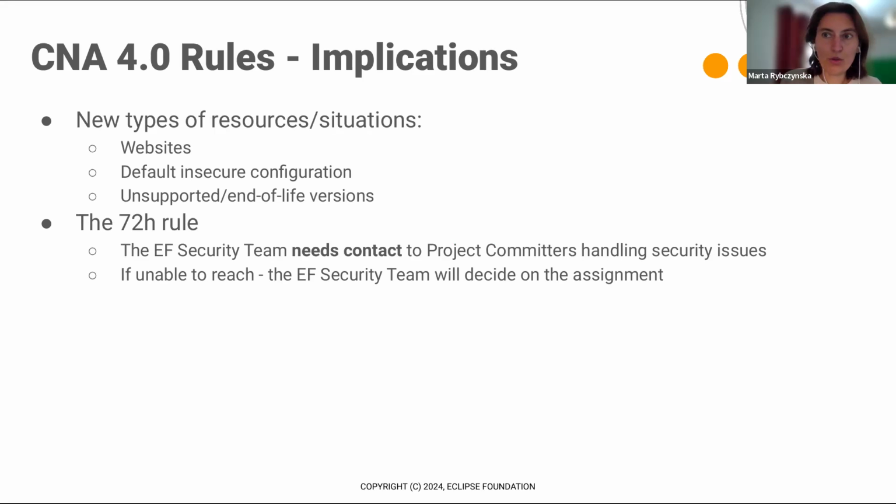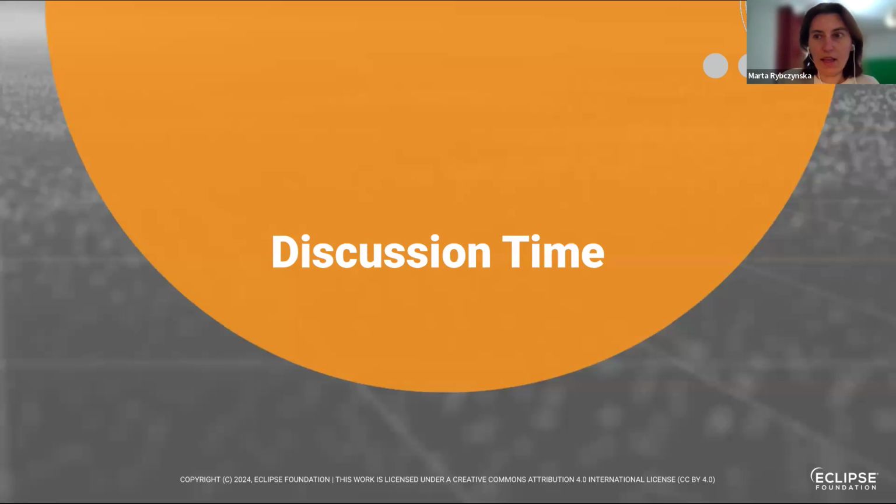And the 72 hours rule is important for the communication between the security team and projects, because we may need to contact your project within 72 hours to get your assessment of the issue. If we cannot, then we'll have to decide on our own whether we assign or not. So it's better that the security team has up-to-date communication methods with your project. If you're unsure if we have them, contact us and we'll note down how you want to be contacted to make sure we can have this communication run.